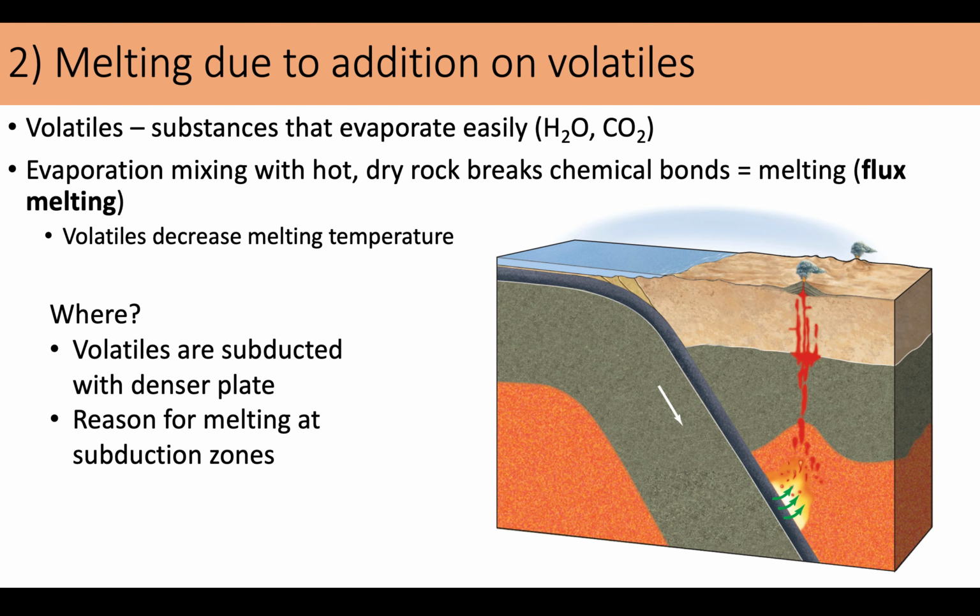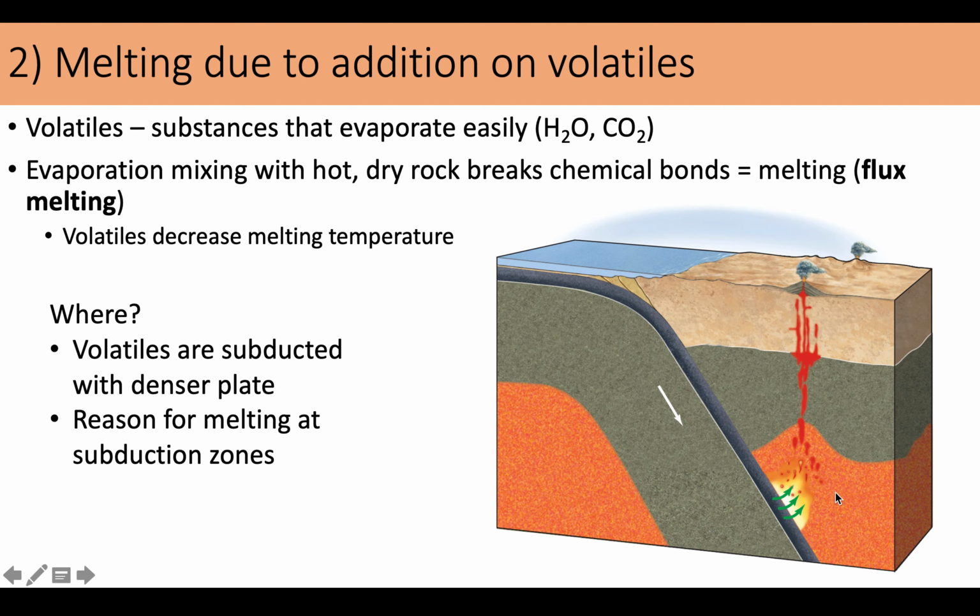So the second way to cause melting is due to volatile material. So these are substances that evaporate very, very easily. So two main examples are carbon dioxide and water. So evaporation in the same location as very hot, dry rock can actually break the chemical bonds of that rock, which causes melting. It's called flux melting.